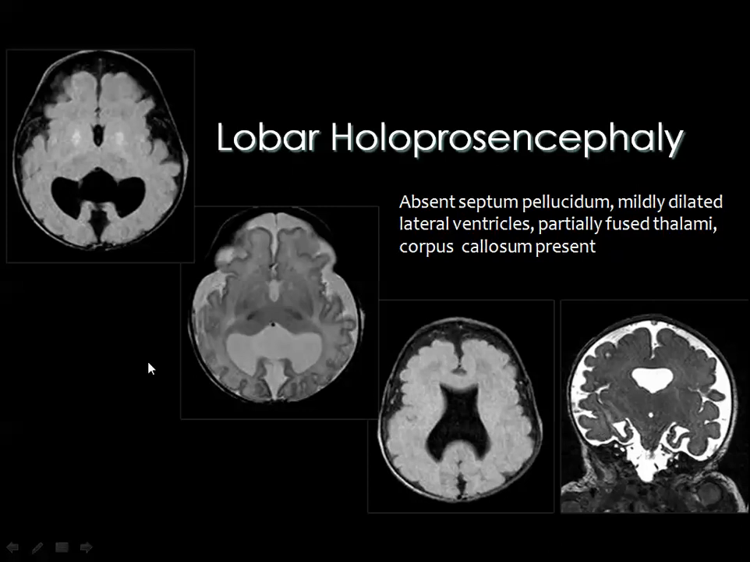Then this is also a lobar type holoprosencephaly. In the coronal image you cannot see the septum pellucidum and you see the box-like configuration of the frontal horns.